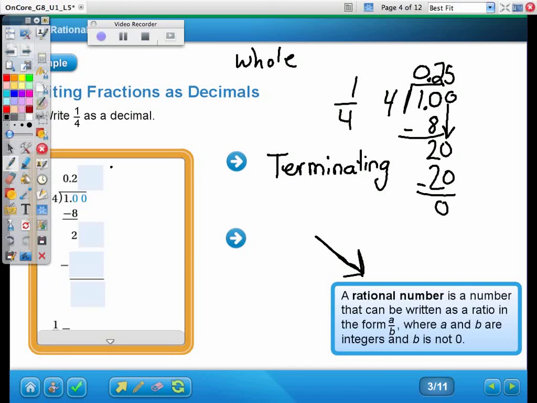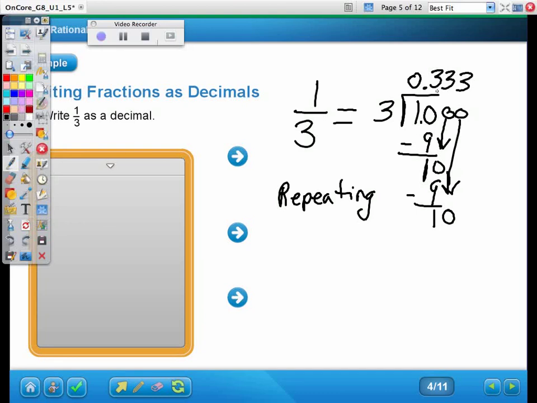This right here is repeating. It goes on forever and ever. And we have a special way of writing this. Because the 3's go on forever, we put a bar just over the part that repeats. We wouldn't put a bar over the whole thing because 0 doesn't repeat, but the 3 does.